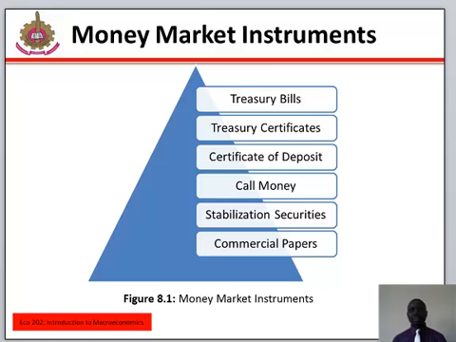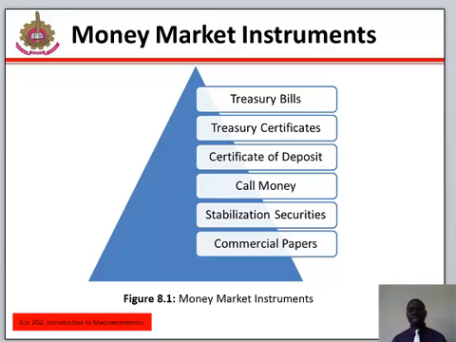The next one is call money. This instrument is the most liquid money market instrument next to cash. Call money is a short-term overnight money market instrument where funds are borrowed and lent for a short period of 1 to 5 days at a rate which is known as the call money rate.